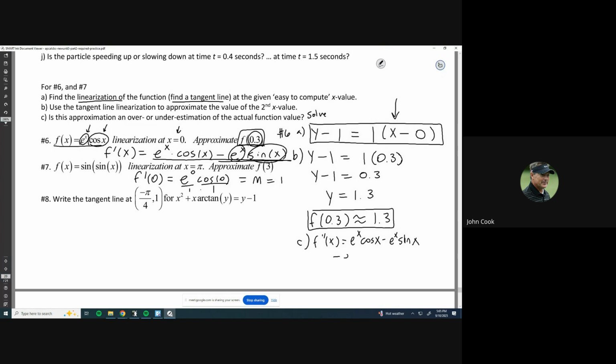So I get minus e to the x sine of x. And then the derivative of sine of x is cosine of x, so that's going to be a minus e to the x cosine of x as well.